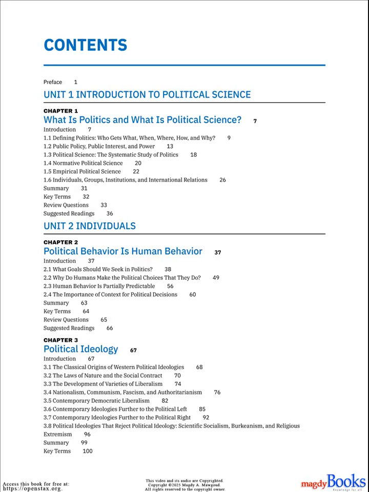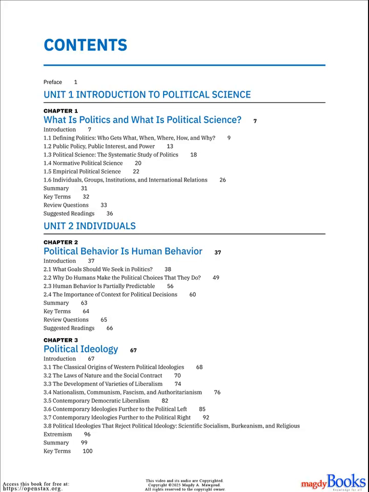1.2, Public Policy, Public Interest, and Power. 1.3, Political Science, the systematic study of politics. 1.4, Normative Political Science. 1.5, Empirical Political Science. 1.6, Individuals, Groups, Institutions, and International Relations. Summary, Key Terms, Review Questions, Suggested Readings.